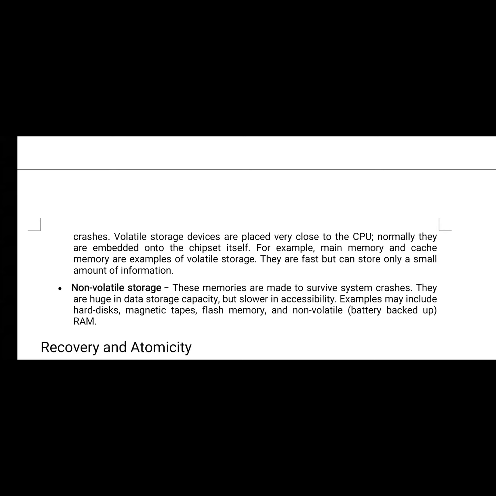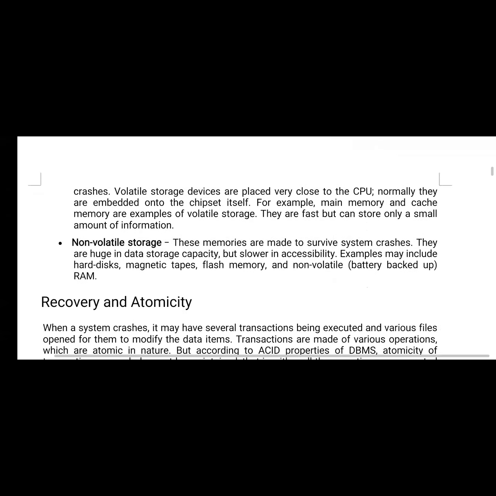So it is not easy to retrieve the required data from that particular storage. Here, accessibility is slower, but storage capacity is very high. Examples include hard disks, magnetic tapes, and flash memory, and these are also referred to as permanent storage or secondary storage. I hope all the members are able to understand this.